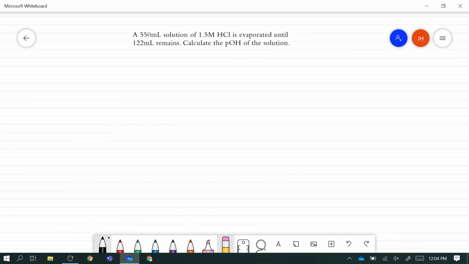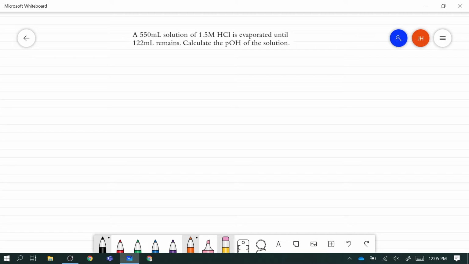So in this first question, we're being told that we have a 550 mL solution of 1.5 molar hydrochloric acid, and that it's been evaporated until 122 milliliters remain. In particular, the final answer that we need to give is a calculation for the pOH of the solution. So the first thing that I want to do is, I guess, just identify the processes that we're going to need to take to be able to get to that pOH value at the end of our calculation.